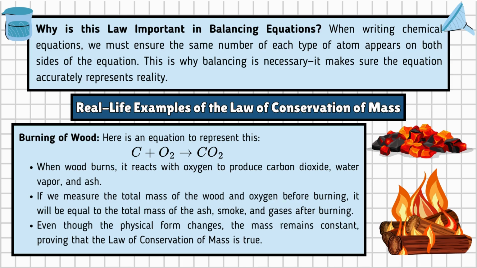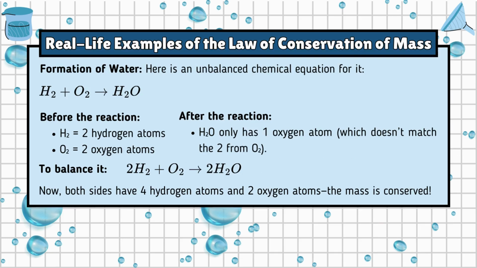Remember, after you burn the wood, it is not only the ashes that you get as product. Smoke was produced, water was produced, and a host of other insignificant gases were also produced. When you pick all of them and weigh them together, it must be equal to the mass of the wood before you started burning it. So even though the physical form of the wood changed, the mass remains constant, proving that the law of conservation of mass is true.